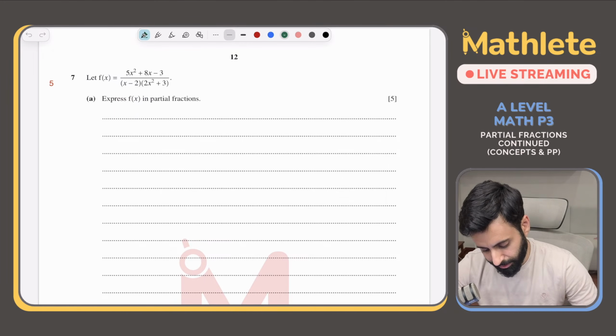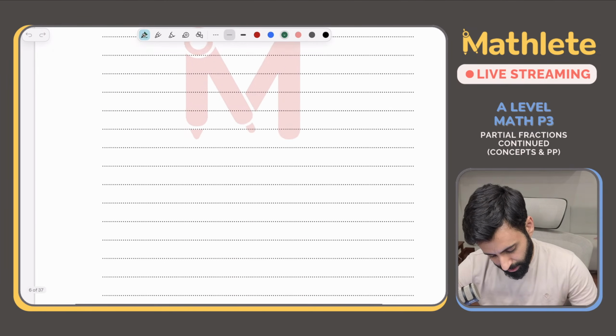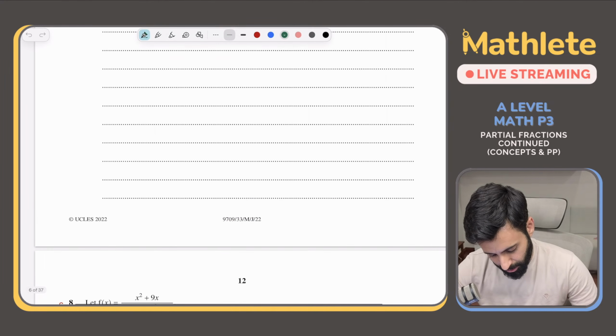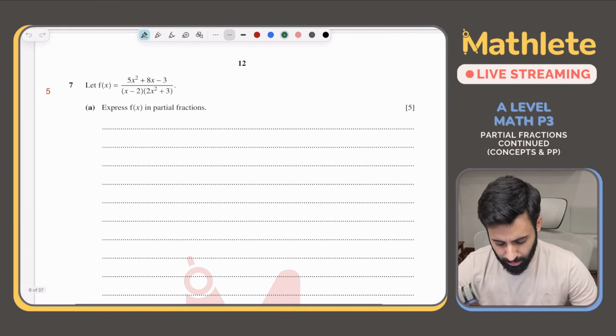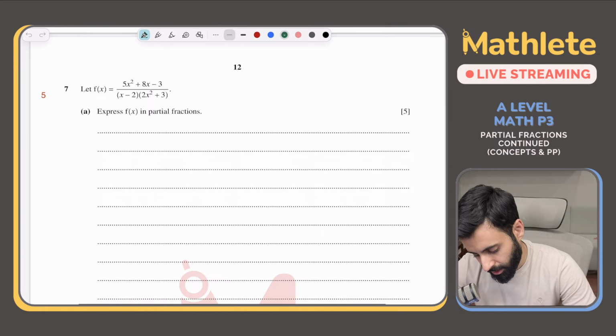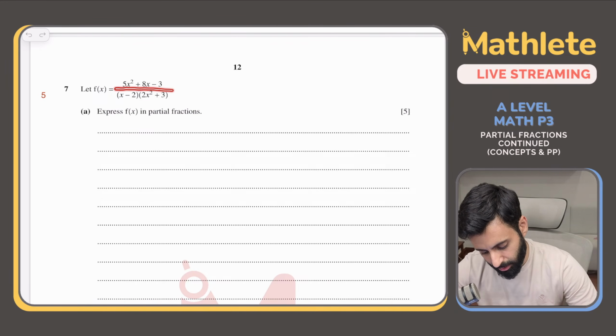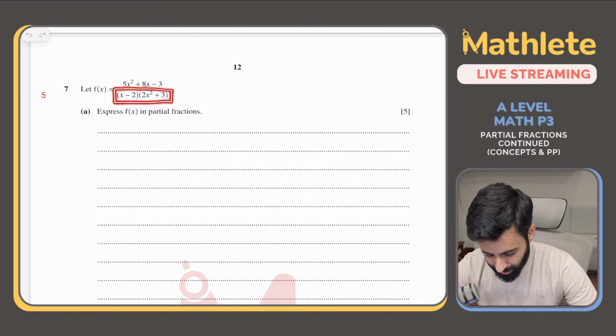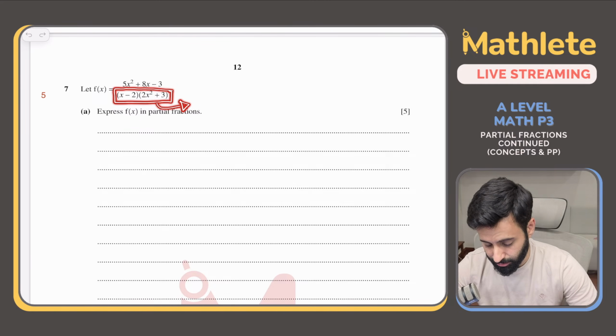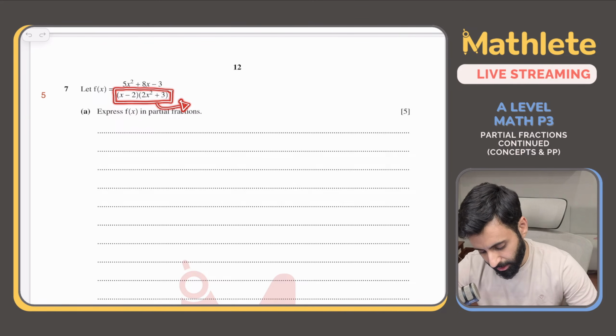Okay, so let's solve this question. This is from May, June 2022, paper 3, variant 3. Okay, let's do a few examples of the type where the denominator, so remember we're doing type 3. Type 3 is where one quadratic factor cannot be factorized further. Okay, when in the denominator you have a quadratic factor which cannot be factorized further.